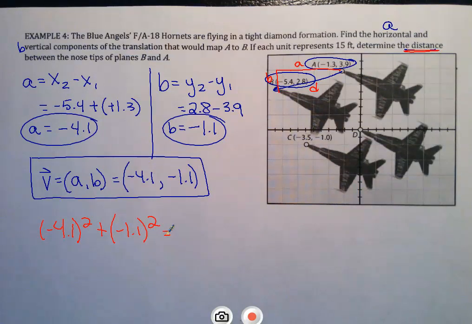I keep forgetting about the negatives. Equals what? 16.1? Not 16.1. I was doing like the 4.1. Okay, so let's finish out this equation first, though. A squared plus B squared equals D squared, right? To finish the Pythagorean theorem.